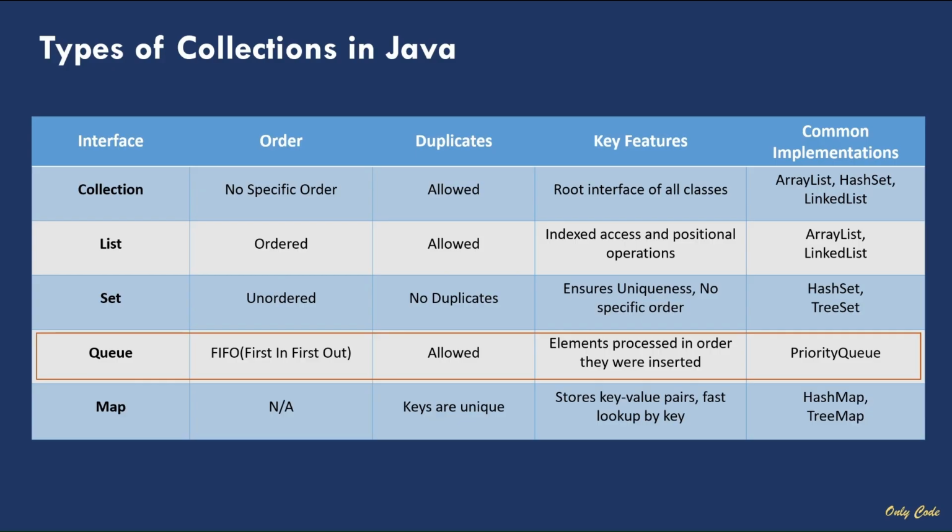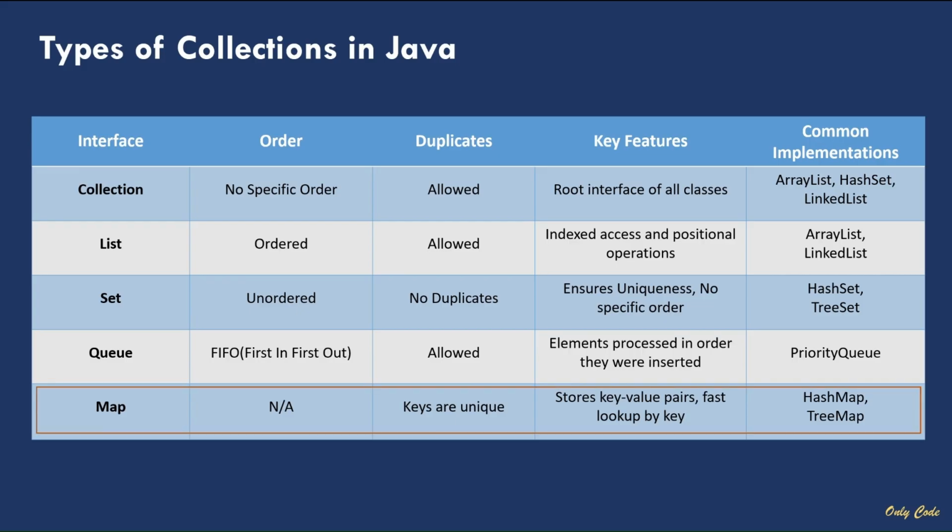Queue. A queue follows the FIFO, first in, first out principle, meaning the first element added is the first to be removed. Queues allow duplicates. This makes them ideal for situations like task scheduling or processing items in the order they were added. The most commonly used queue implementations are linked list and priority queue.